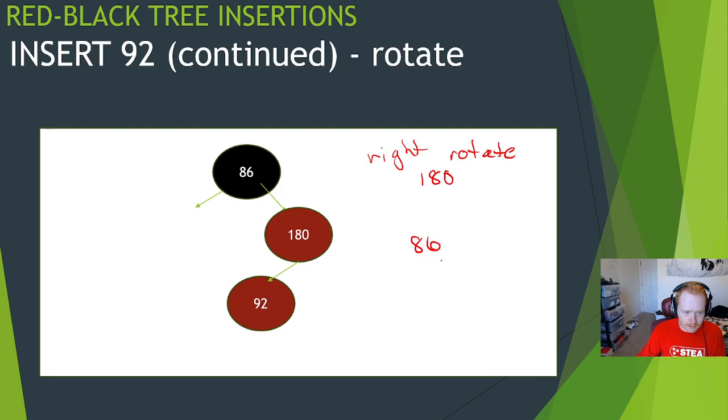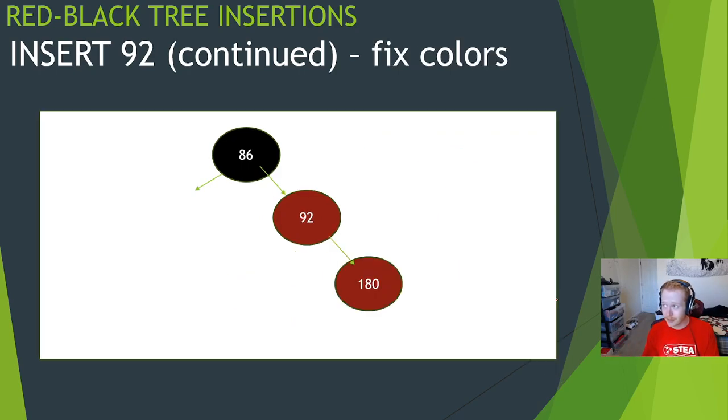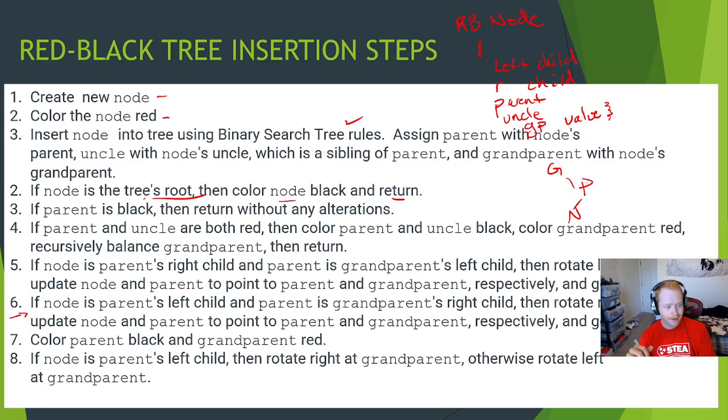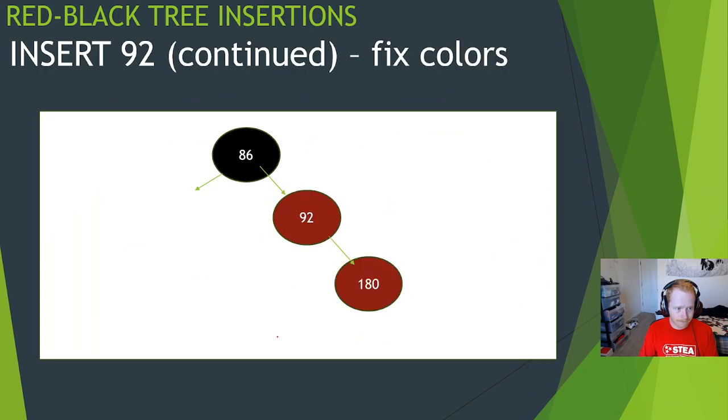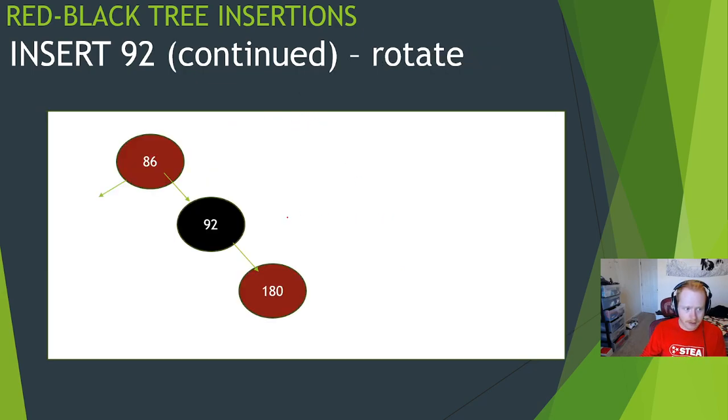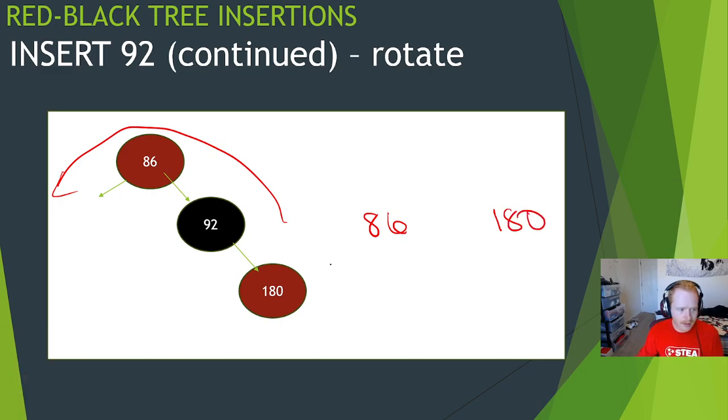So we will have 86, 92, 180. It's supposed to be black, red, red. Now we have to go to step 7, where we fix the colors. So step 7 is color parent black and grandparent red. So since 92 is our new parent, this is going to be black, 86 will be red, and then finally we do a left rotate. So we will have 86, 180, and then a 92 as the root.